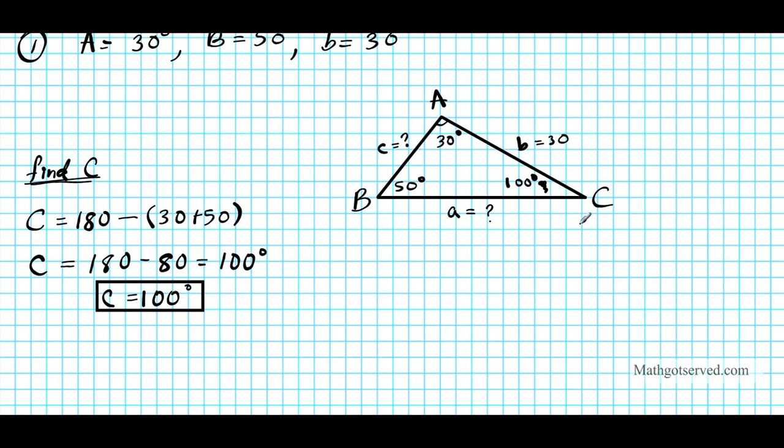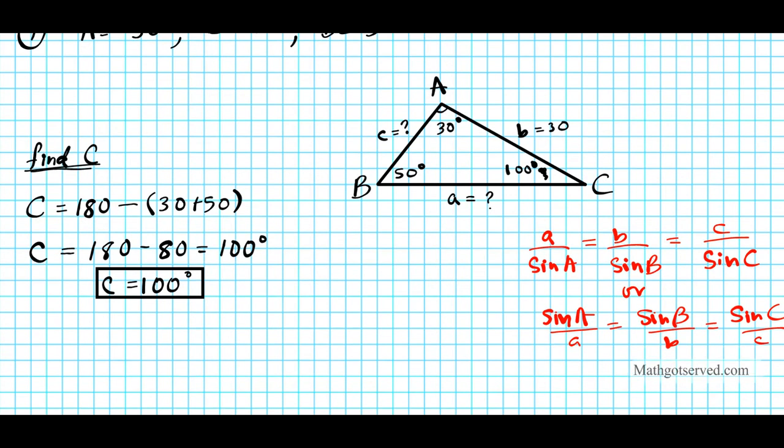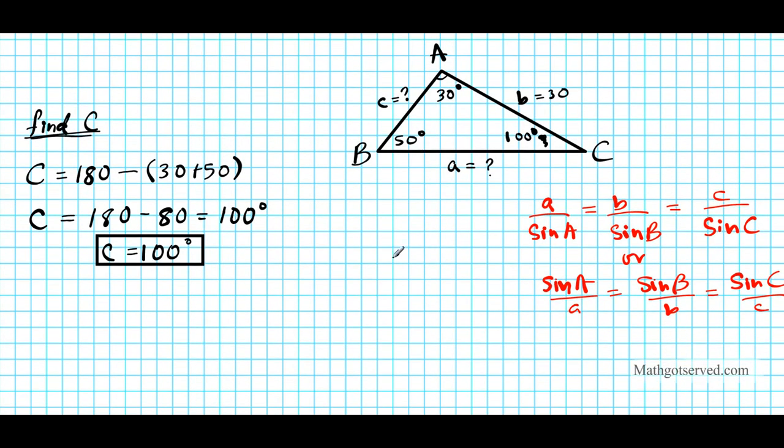We know what the law of sines is. It is a over sine A equals b over sine B equals c over sine C. You use two at a time. Another variation of this is sine A over a equals sine B over b equals sine C over c. They basically mean the same thing. So what are we looking for? How about we look for a first? Let's find a.